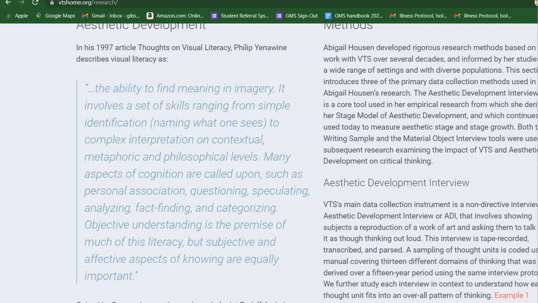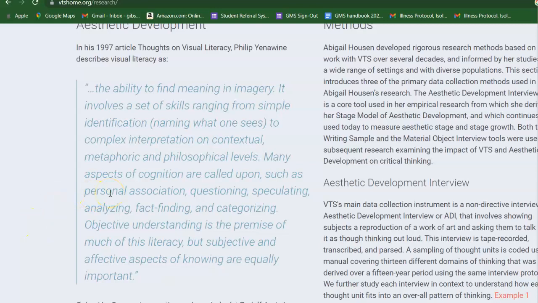So we got all 4 C's in one class. So we had collaboration with the groups, we had communication between each group and other groups, we had creativity, because when you look at these images, you have to be creative. You have no idea what's going on, and you use critical thinking.